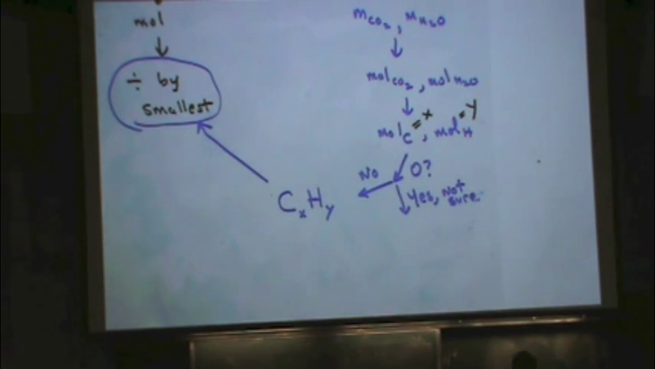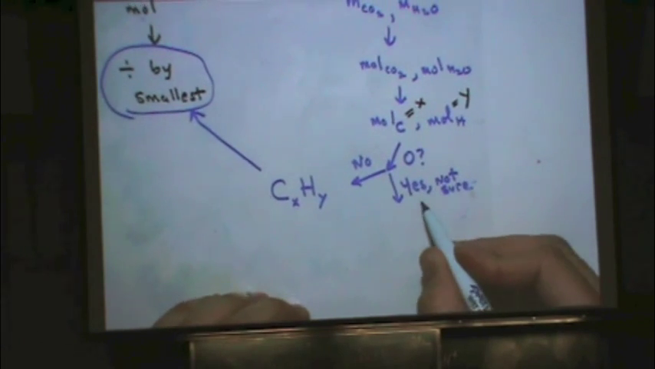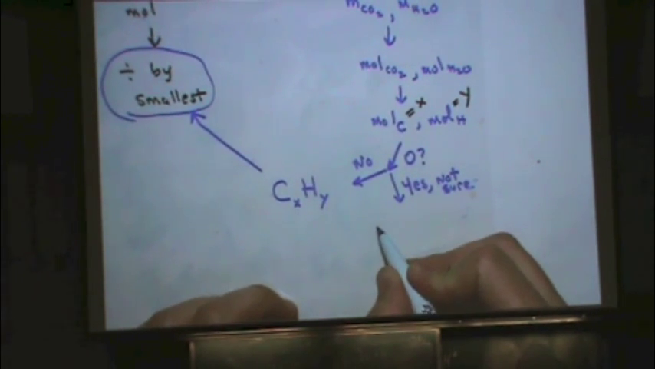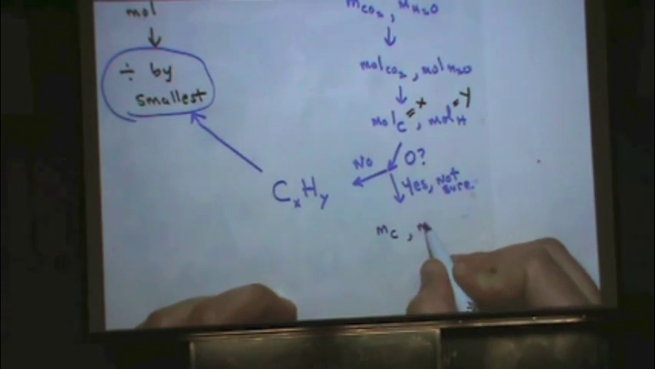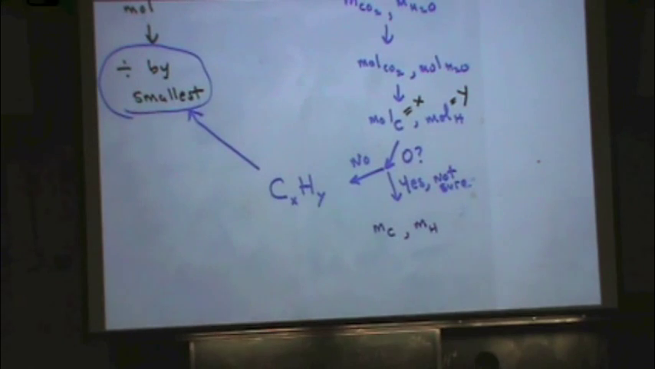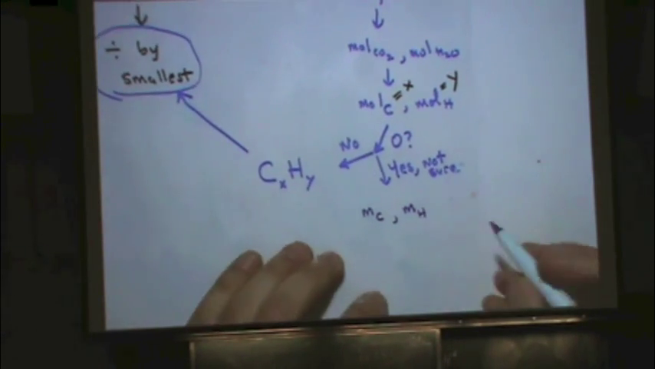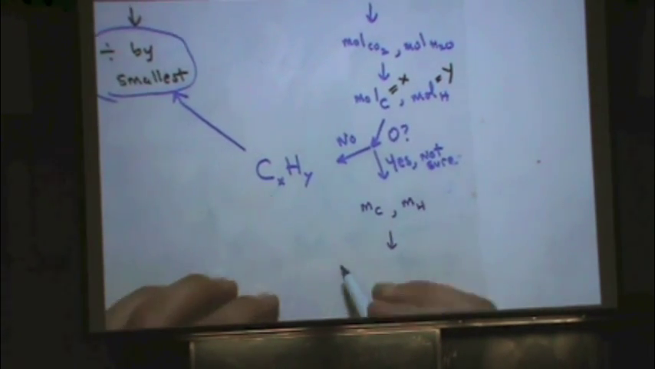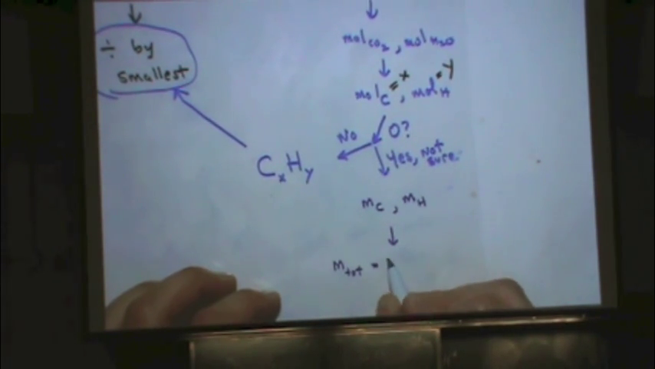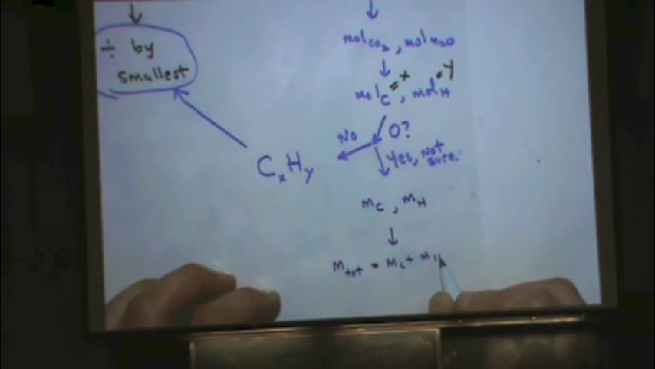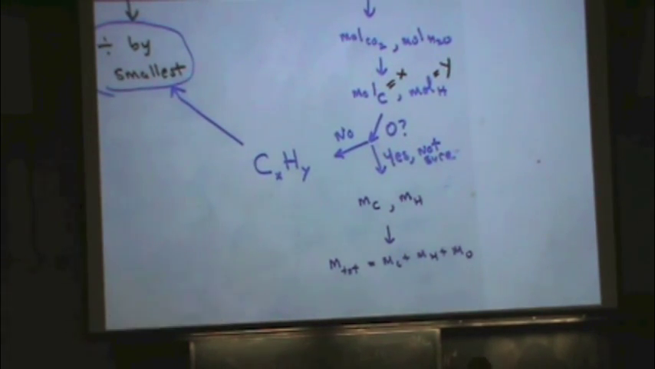But if there is oxygen, or if you don't know if there is oxygen, then we have to keep going down this way here. So if you're not sure, or if there is oxygen, what you're going to do is change the moles of carbon to mass of carbon. You can change the moles of hydrogen to mass, or little m, hydrogen. And then you're going to use the following formula. The total mass of the compound I'm interested in is equal to the mass of carbon plus the mass of hydrogen plus the mass of oxygen. So now we're assuming there's oxygen in there.